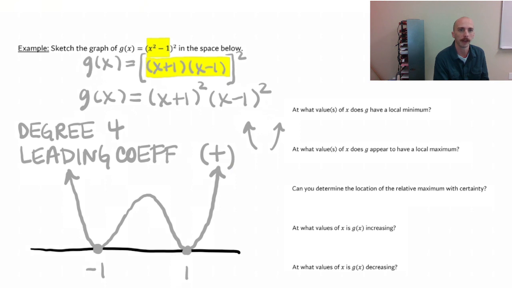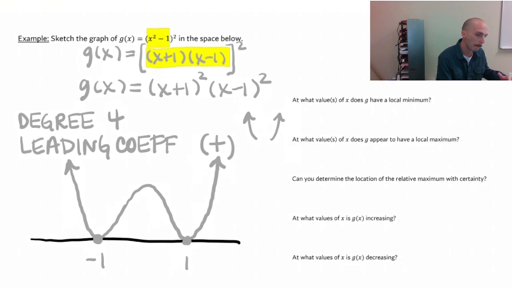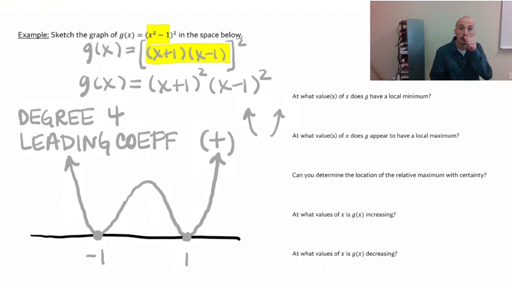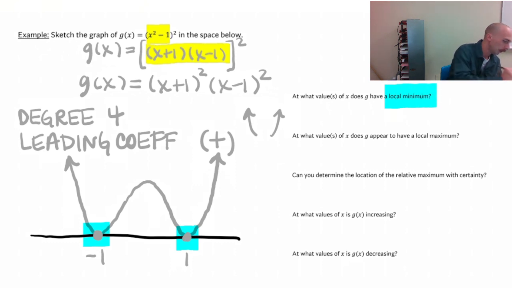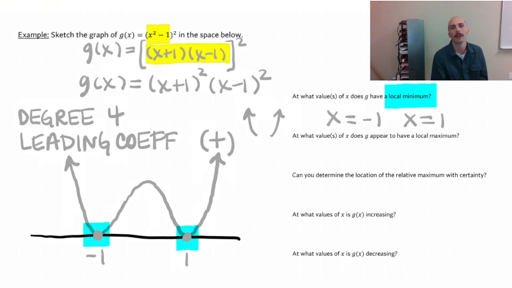Okay, so at what values of x does g have a local minimum? Okay, we can see where the minima are occurring. It's at those zeros right here. There's 1, there's 1, right? Okay. So I'm just going to say at x equals negative 1 and x equals 1. But you can't just say there's going to be a local minimum there because you see it's a double root. It could also be a local maximum. Right? Now, I'll tell you it's going to be one of the two if it's a double root.